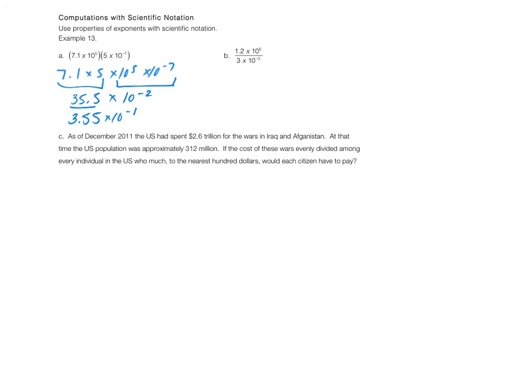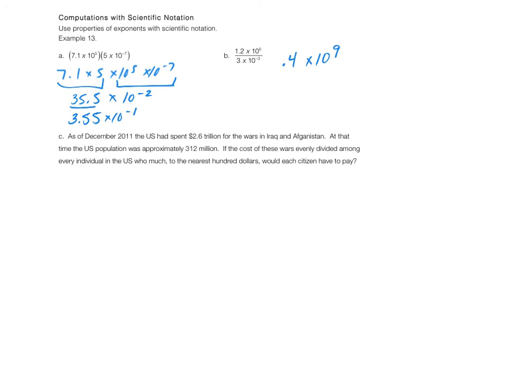In B, 1.2 divided by 3 is 0.4, and then we're going to use our exponent rule for 10 to the 6th divided by 10 to the negative 3rd. So this is a quotient, so I'm going to subtract my exponents. So 6 minus negative 3 is actually a positive 9. Again, we're not quite done. It's not in scientific notation.